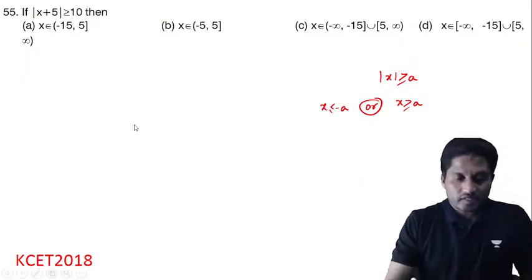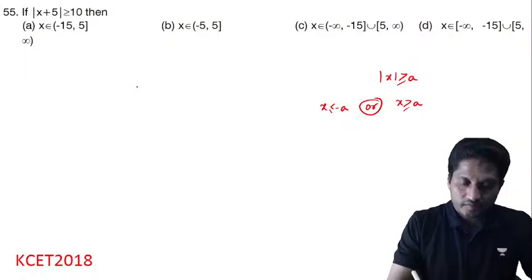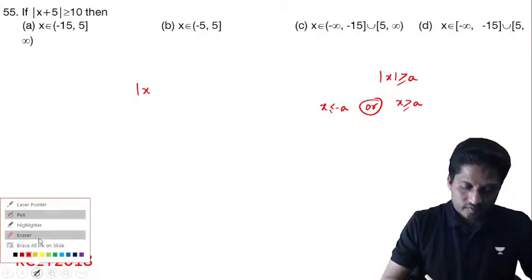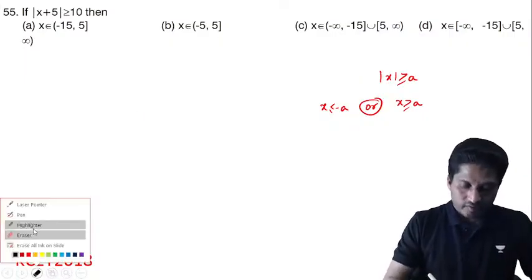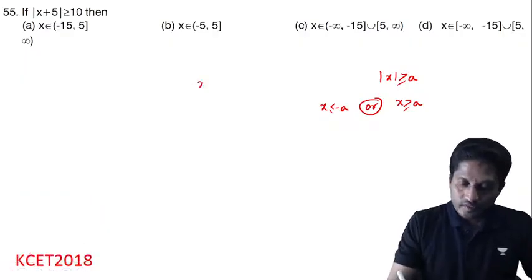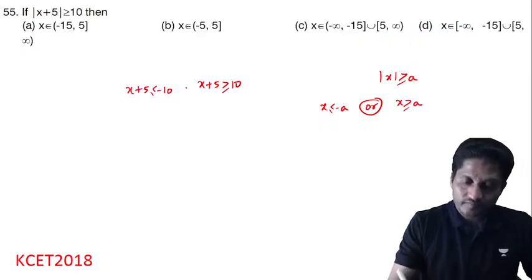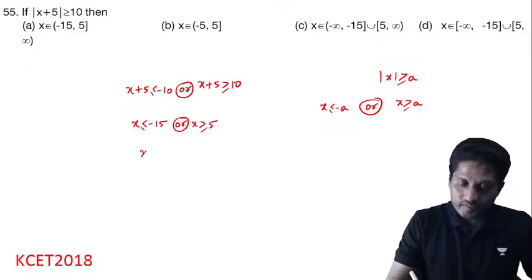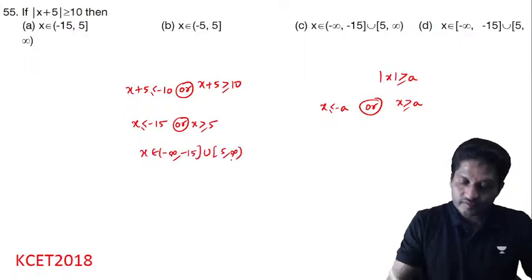If I use this logic, then modulus of x plus 5, mod of x plus 5 greater than or equal to 10, means x plus 5 greater than or equal to 10, or x plus 5 less than or equal to minus 10. Okay, x is less than or equal to minus 15, or x is greater than or equal to 5. That is, x belongs to minus infinity comma minus 15, union with closed interval 5 to infinity. Answer options.